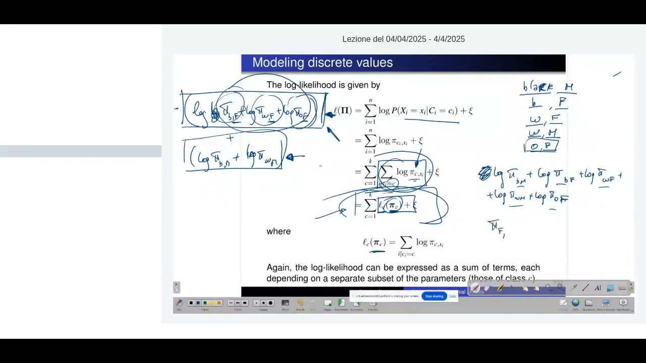This pi c in bold is the set of parameters for the class C. So for example, for the female class, pi f in bold will be pi f black, pi f orange, and pi f white, or pi white f if you want to write it as I did before. These are the set of parameters. I will compute the log likelihood over the samples of that class only, and I will want to maximize the log likelihood.